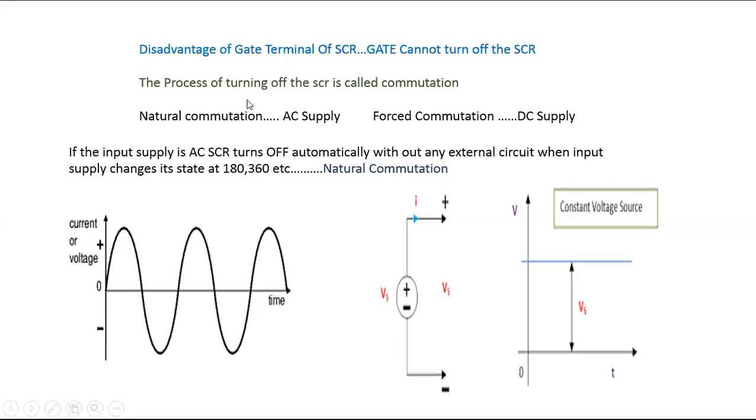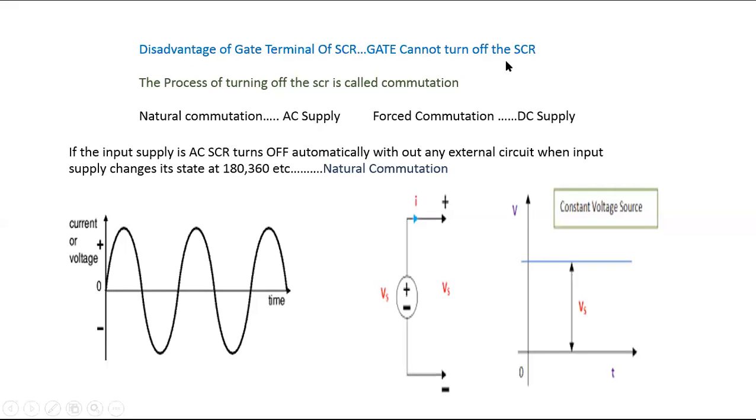So yesterday I mentioned why we are using IGBT and MOSFET, because SCR has one disadvantage. SCR cannot turn off by itself and it requires a complicated circuit to turn off. So SCRs are not used practically in inverters. But throughout the subject we do not have only inverters, we have different circuits where SCR is practically used. The disadvantage of the gate terminal is that the gate cannot turn off the SCR.